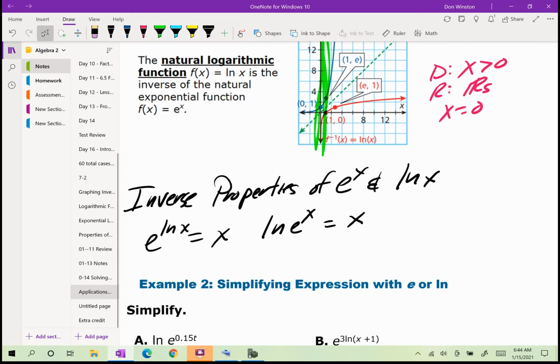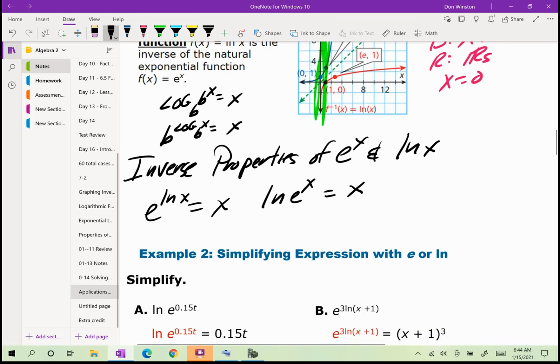Inverse properties of e raised to the x and natural log of x. Just like before, we've said that log base b of b raised to the x is x, and b raised to log base b of x equals x. The inverse properties for base e work the same. So e raised to the natural log of x is x. The natural log of e raised to the x is x. All the properties still hold.